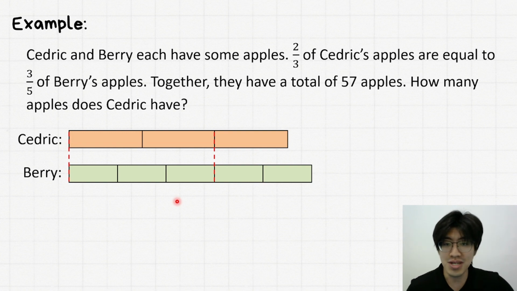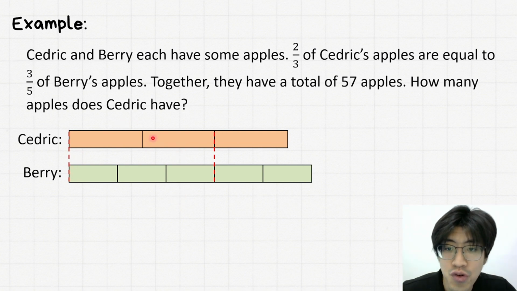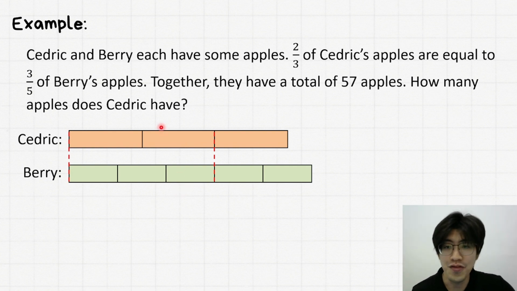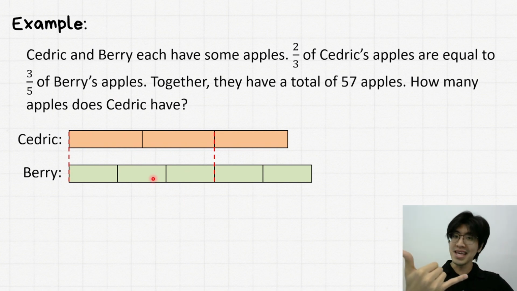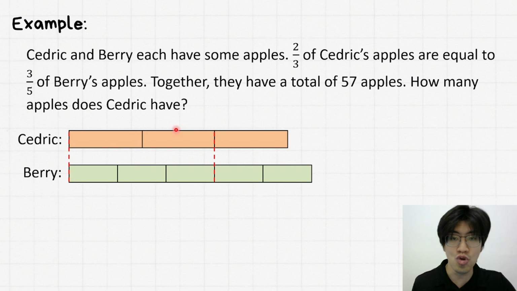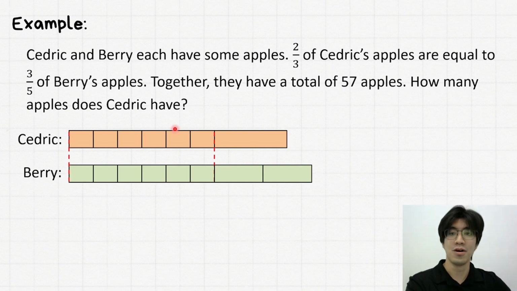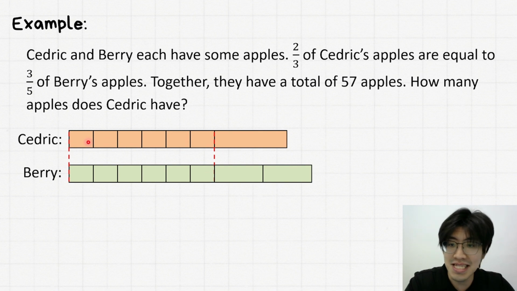So focusing on the first part over here, I have 2 parts to the top, I have 3 parts to the bottom. How can I split them up into the same sizes? We can find the LCM of 2 and 3, which in this case is 6, meaning that I can split them up into 6 pieces. So here's what it's going to look like over here. Again, we can see that this part to this part, they are equal.